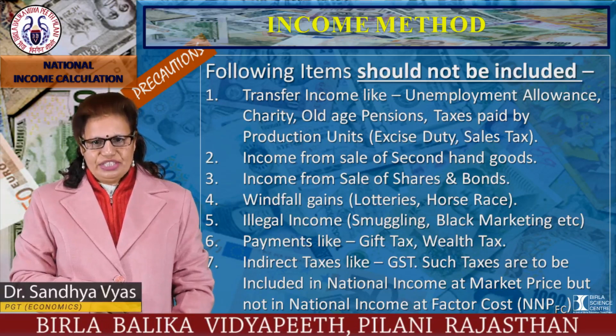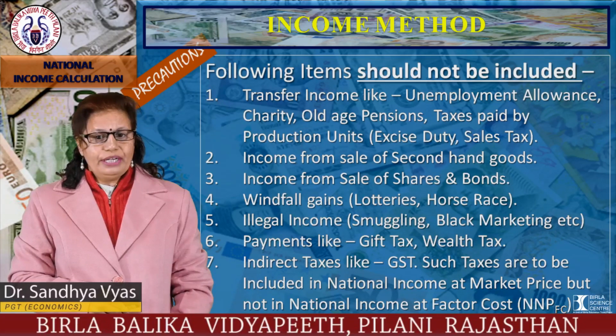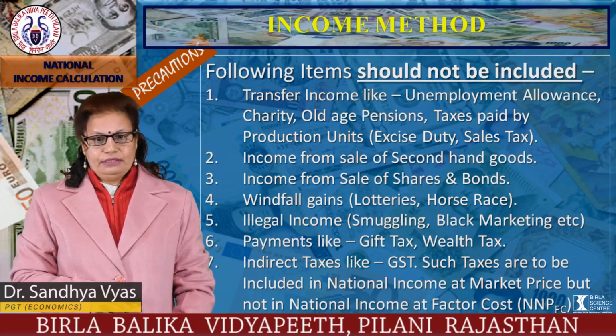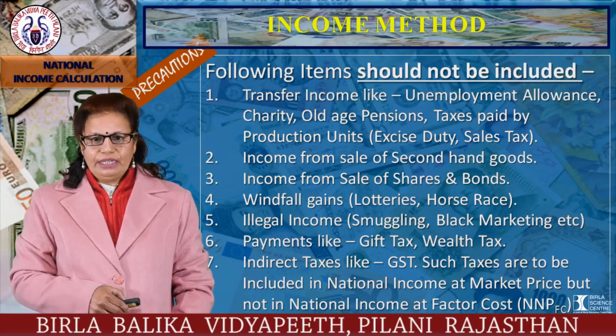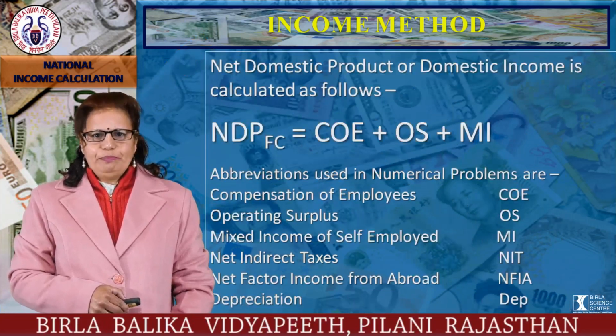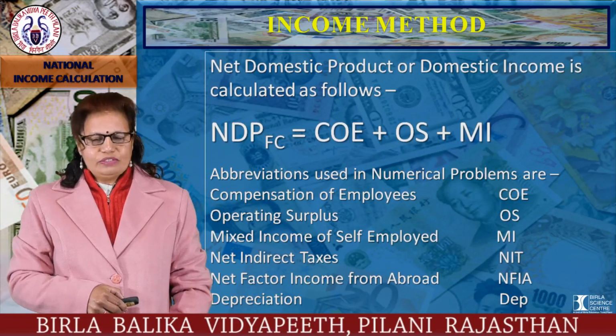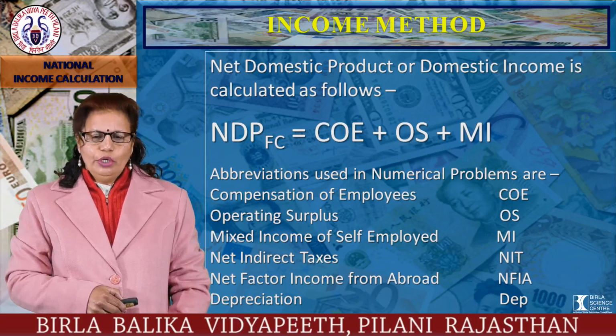Indirect taxes like GST are to be included in national income at market price, but not in national income at factor cost, that is NNP at factor cost. Net domestic product is calculated as follows. So let us discuss one of the numericals.